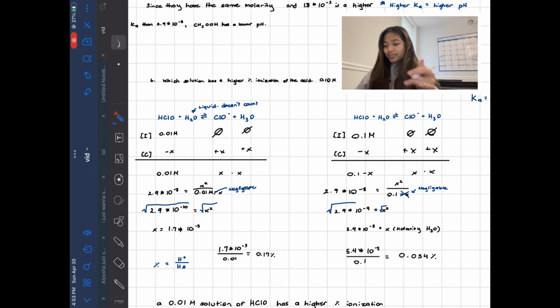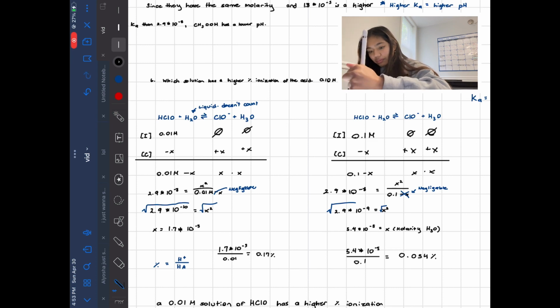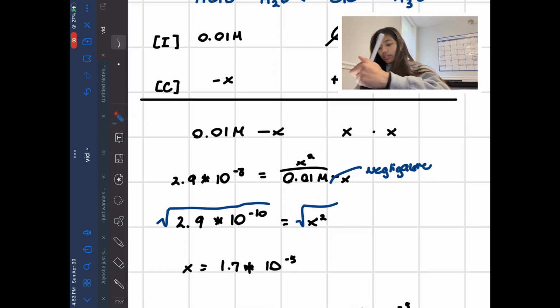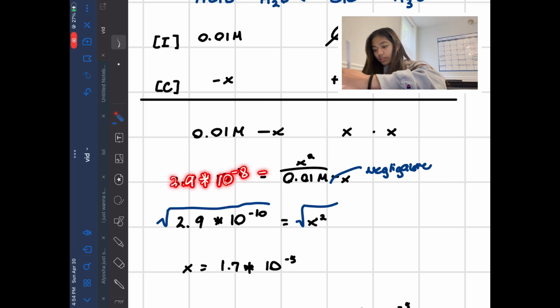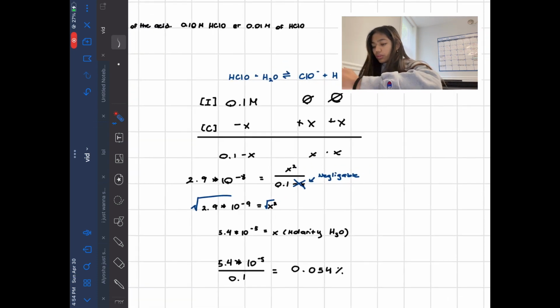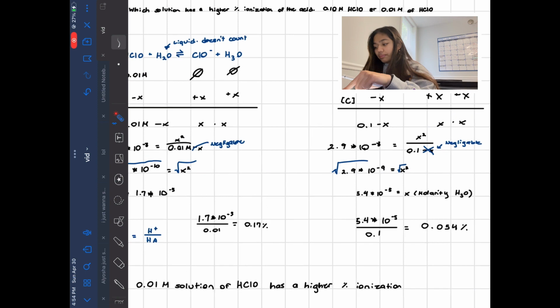All right, next we bring it down, and I guess I forgot to write minus X here. So we have the same equation, which we take our Ka, 2.9 times 10 to the negative 8, is equal to X squared over the molarity we're given minus X. And X is a very, very small number, so it is negligible. So we don't count it on either equation.